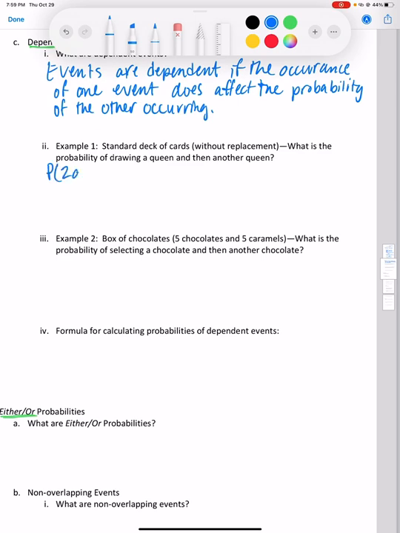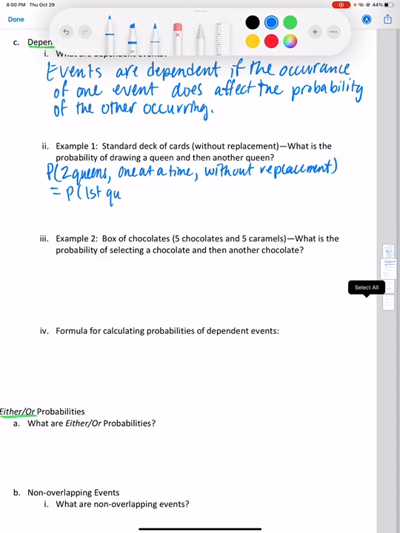So the probability of drawing two queens one at a time without replacement. In order to find this probability, that's equal to the probability of getting the first queen times the probability of the second queen, given that one is out.